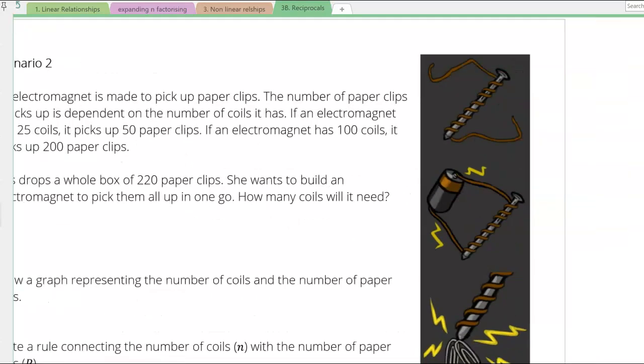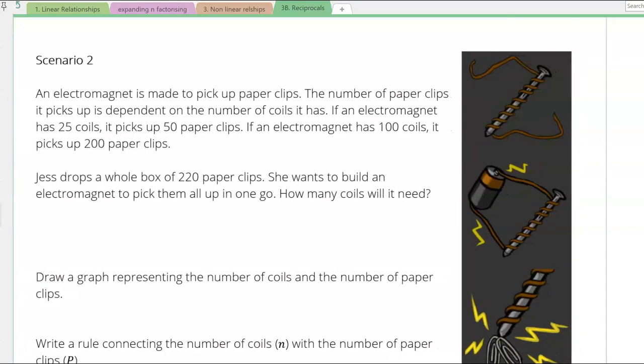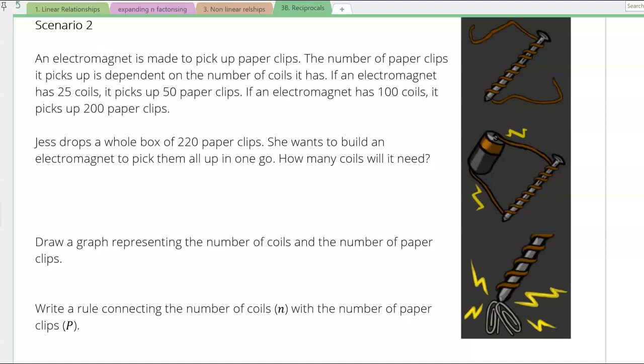All right, here's another one. So I've tried to give you a picture for what I was trying to get at here. So we've got this coil. It's connected to some kind of power source, and it is an electromagnet. It's a kind of handmade electromagnet, and it picks up paper clips. There's a picture picking up paper clips. So it's really just trying to give you a bit of a visual to see what this question is about. And the number of paper clips it picks up depends on the number of coils. So the more coils, the more paper clips.